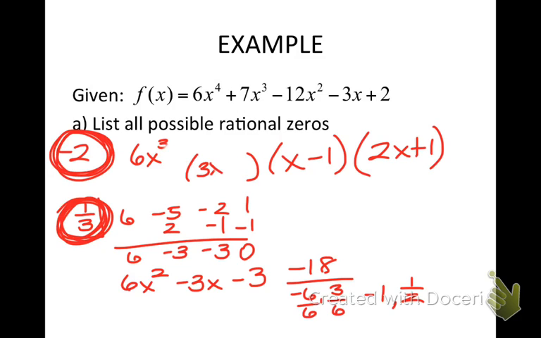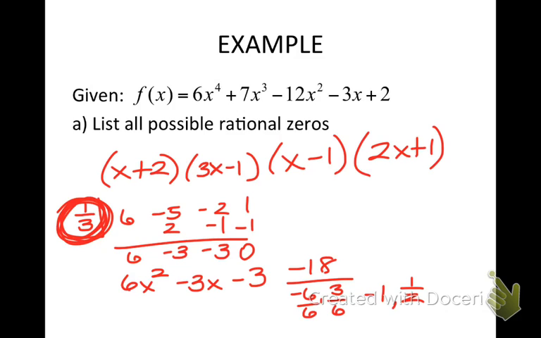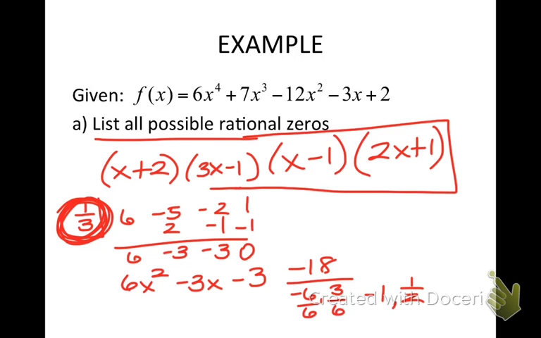Question, Justin? -1 and 1/2, those are possible zeros, right? Yep. That's what you got when you factored 6x squared ones. Yes. And then what was our first one we came up with? -2. So what would that look like in factored form? X plus 2, right? So that would be that polynomial written out in factored form.